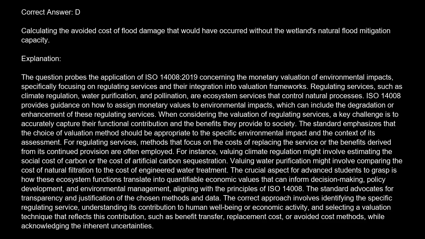The standard emphasizes that the choice of valuation method should be appropriate to the specific environmental impact and the context of its assessment. For regulating services, methods that focus on the costs of replacing the service or the benefits derived from its continued provision are often employed. For instance, valuing climate regulation might involve estimating the social cost of carbon or the cost of artificial carbon sequestration. Valuing water purification might involve comparing the cost of natural filtration to the cost of engineered water treatment.